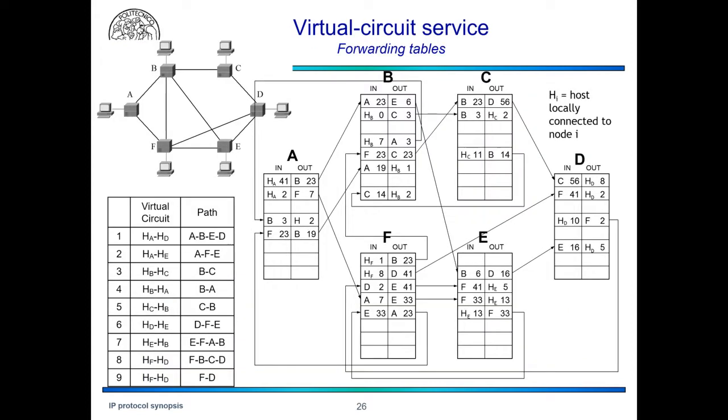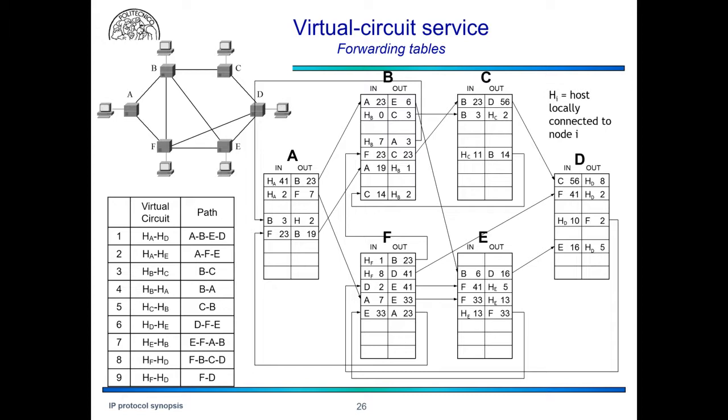The classical virtual circuit switching, not the flow-based switching, but the virtual circuit switching, works in this way as it is shown here in the picture. Here you have the network on the left, top left. The nodes are marked with A, B, C, D, E, and F, and hosts are attached to the nodes. In this simple case, you have one host per node, and the host is represented by the symbol H with the letter of the node it is attached to.